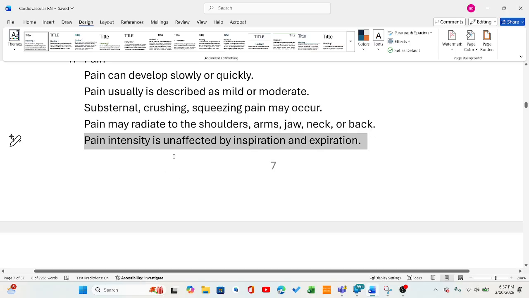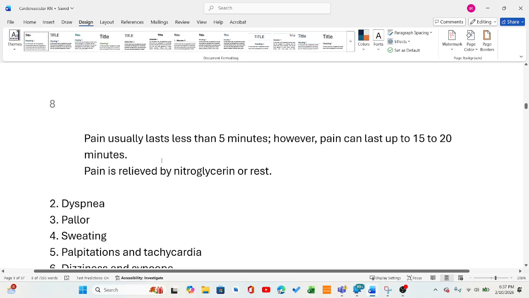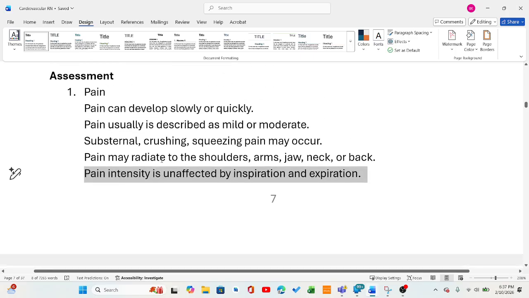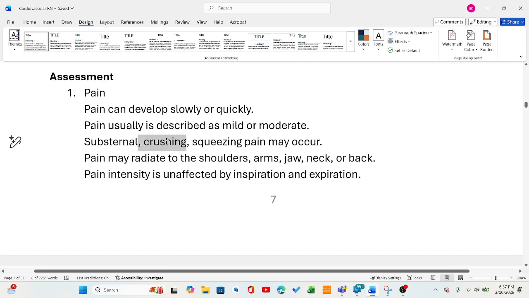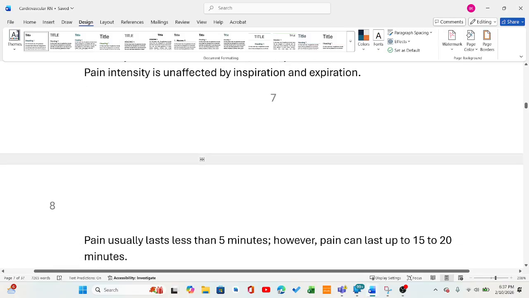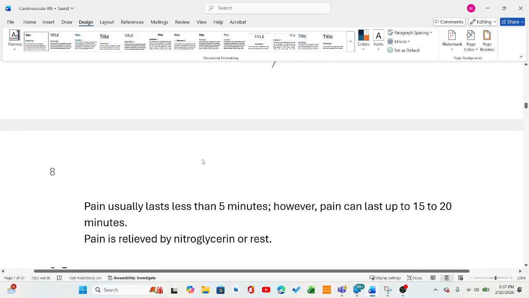And so that's why we always want to ask a patient when they talk about chest pain. We ask them, is the pain moving to any part of the body? Ask them to describe the pain. Is it crushing? Is it substernal? Or ask them if the pain is moving to the arm, to the jaw, to the neck. And if it is being affected by inspiration or expiration, you want to rule out is it a respiratory problem or is it a cardiac problem.